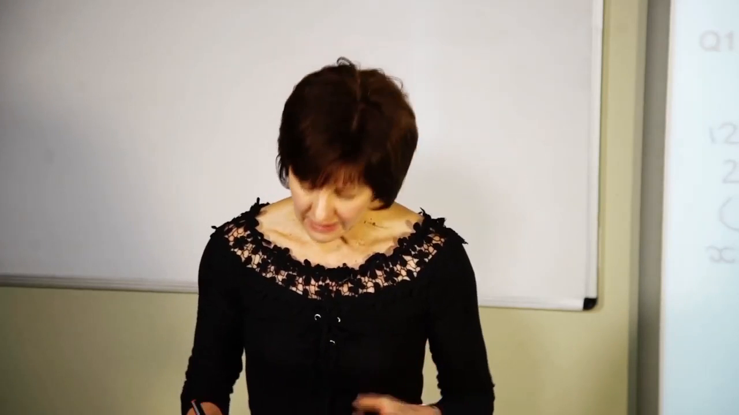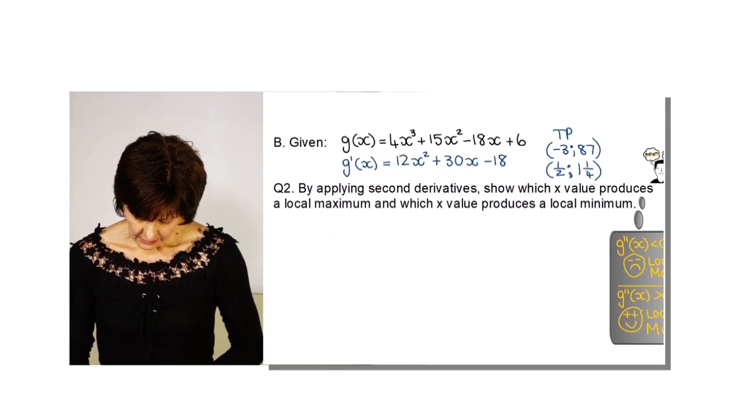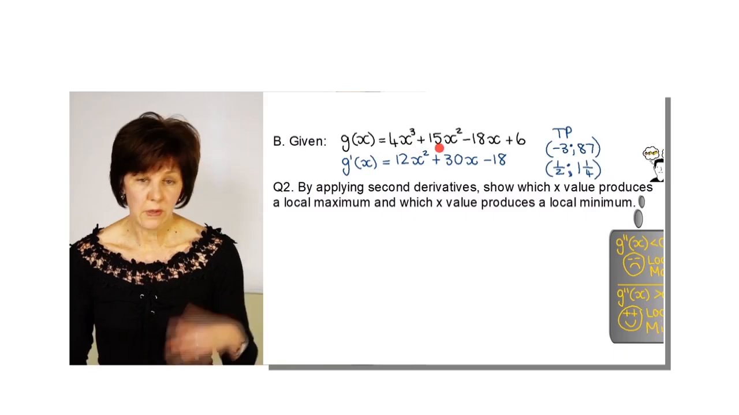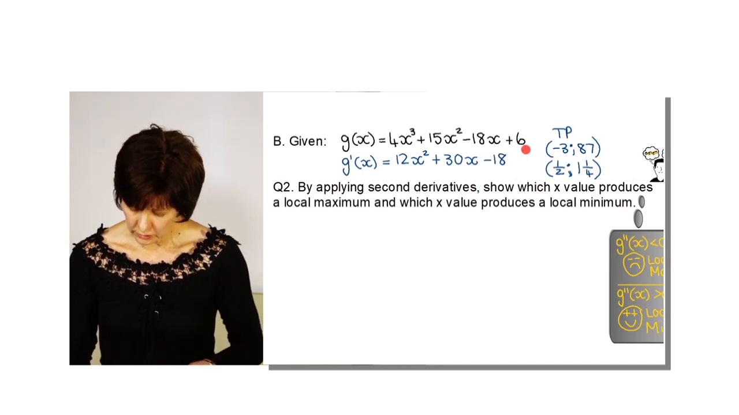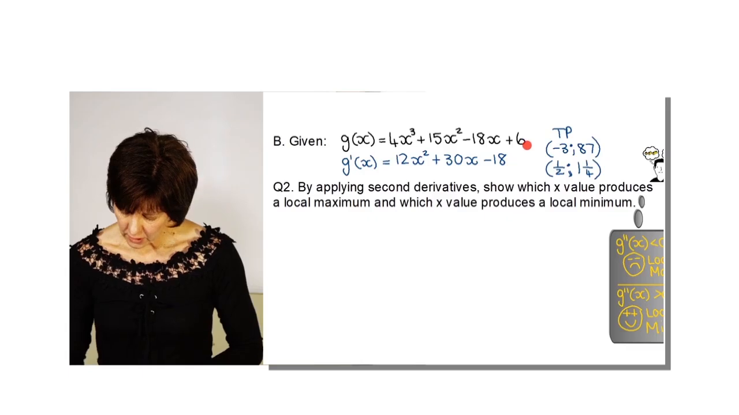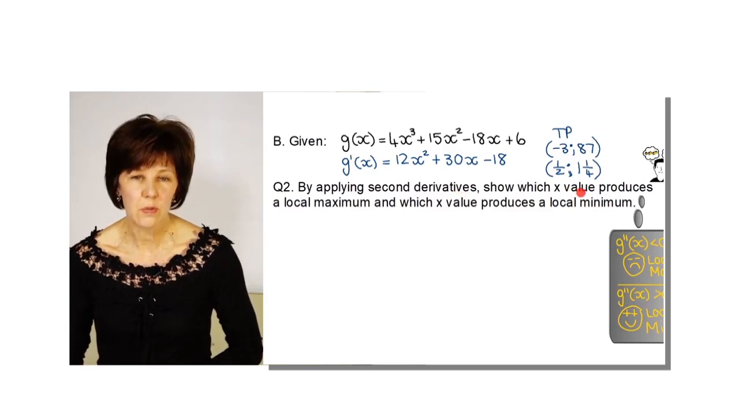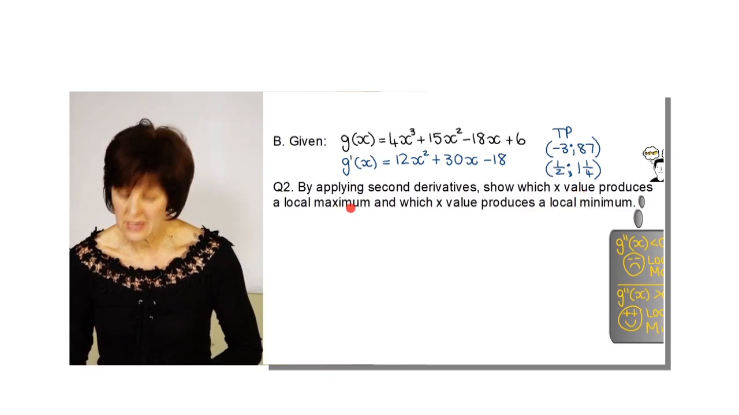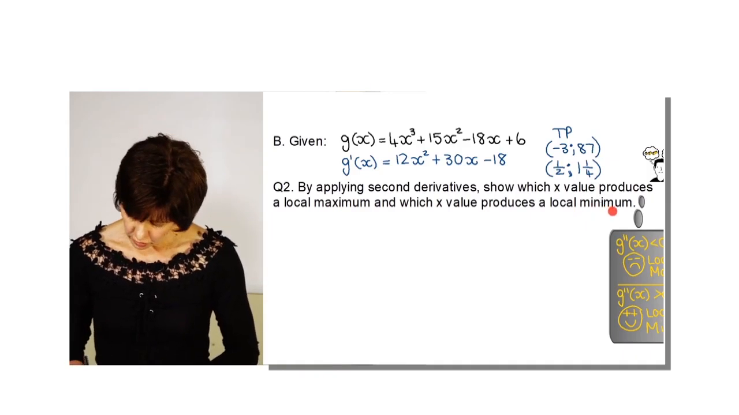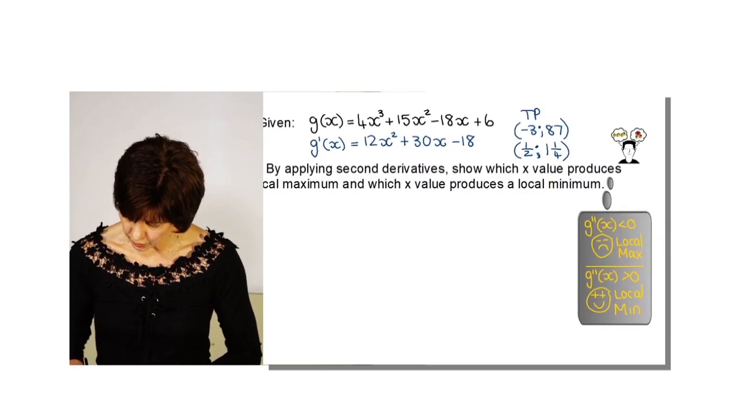Now, let's see what the other question is. The next question says, if you are given now still this g(x), the one that we have determined the turning points of, what is the question? They say, by applying second derivatives, show which x value produces a local maximum and which one produces a local minimum. So maybe we should quickly remind ourselves of what we should know.